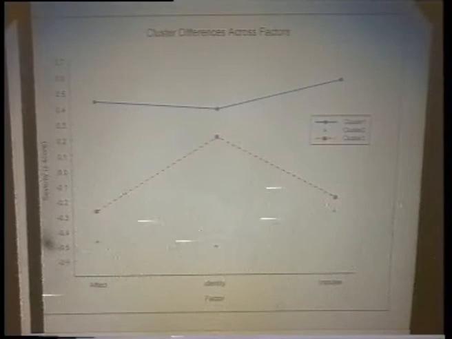So what I'm suggesting then is that treatment for these different groups may proceed in different ways. Make sense?